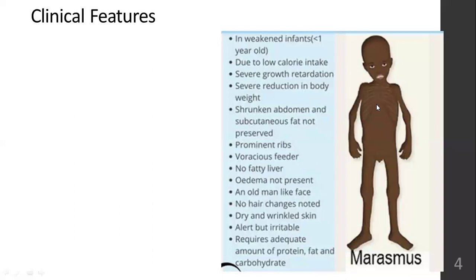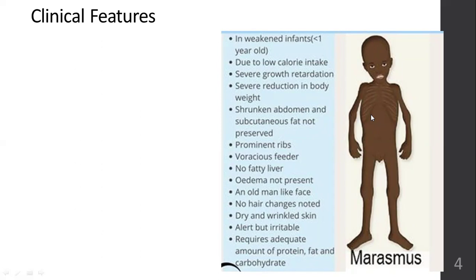Shrunken abdomen and subcutaneous fat, it is not at all preserved. That's why you get an old man kind of a look. Wrinkled face. The face looks like that of a senior citizen. There are a lot of wrinkles because the child has lost all the subcutaneous fat. Fat just beneath the skin is called the subcutaneous fat. Because of the shrunken abdomen, the rib cage, the ribs are very much protruded. You can actually count each of the bones.